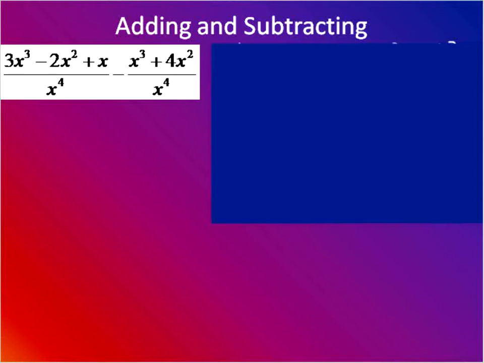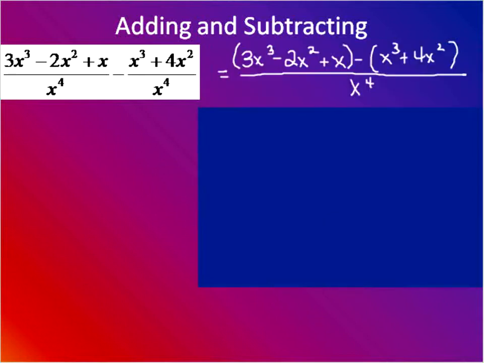So this is very similar to adding and subtracting regular fractions, where in order to add and subtract, you have to have a common denominator. So if you look at these two polynomial expressions, we have a common denominator of x to the fourth. So when adding and subtracting fractions, you combine to a single denominator, and then you add or subtract your numerators, which in this case we're subtracting.